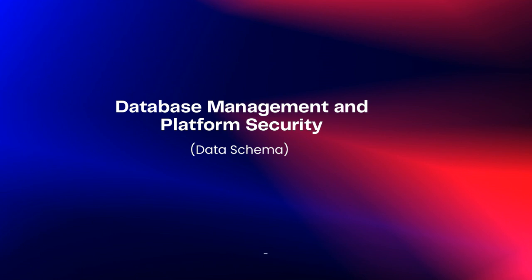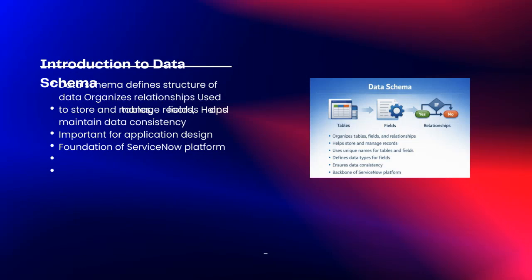Let's get started. Let's talk about data schema. It's essentially a blueprint that defines the structure of data. Think of it as a map that organizes relationships between different pieces of information. This organization is crucial because it helps us store and manage records efficiently. By having a clear schema, we can maintain data consistency, which is vital for accurate and reliable information.